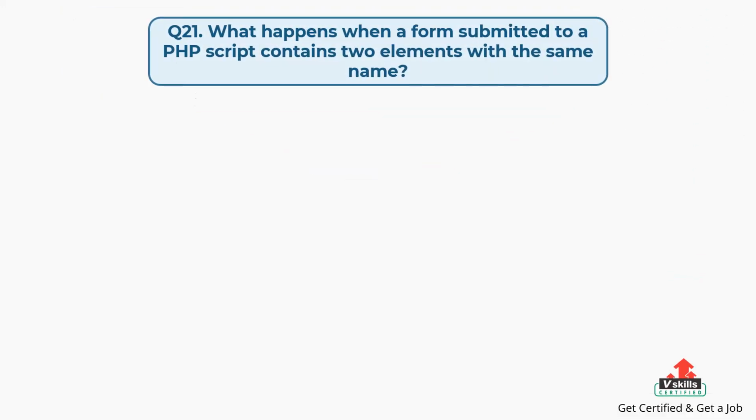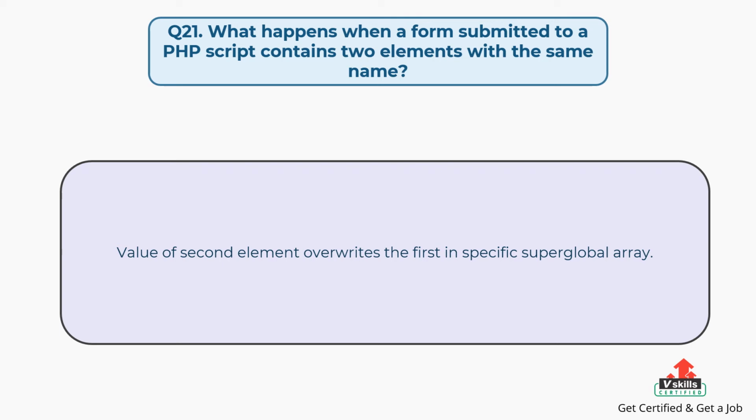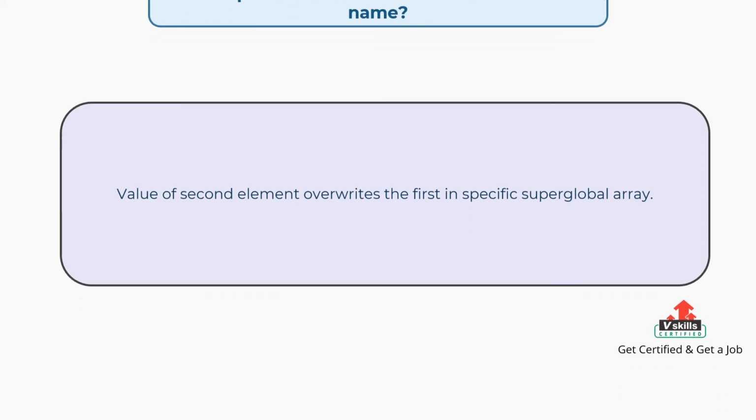Question number 21. What happens when a form submitted to a PHP script contains 2 elements with the same name? The answer is, value of second element overwrites the first in specific superglobal array.